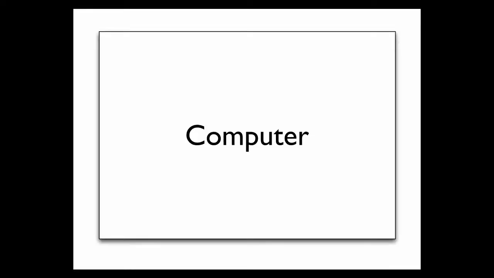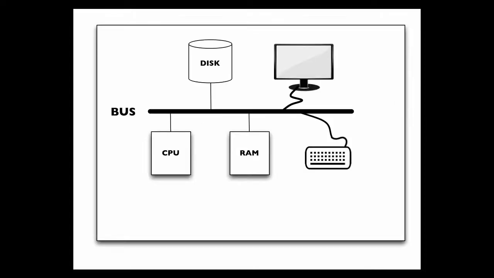All right, so here's our computer. This probably isn't detailed enough for us, so let's make this a little bit more detailed. If we open up a computer and we look inside and we look at what's outside, we find a few major components. The major components that we're interested in are the CPU, the RAM, the disk, and we have a keyboard and screen as well.